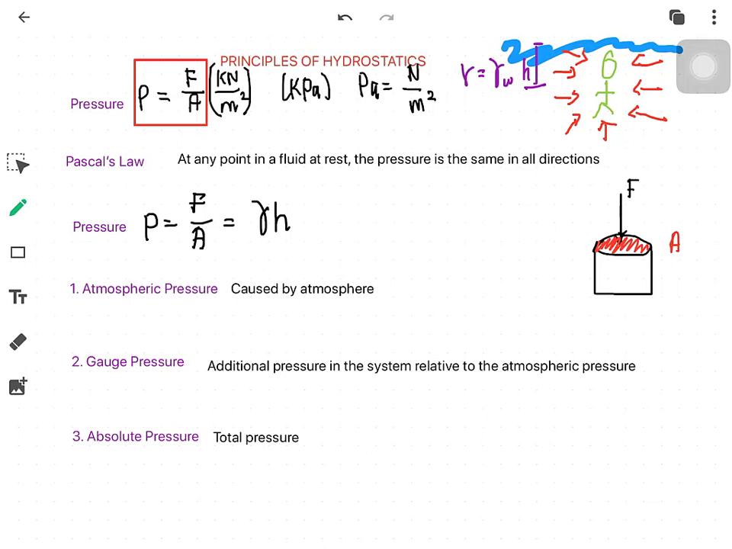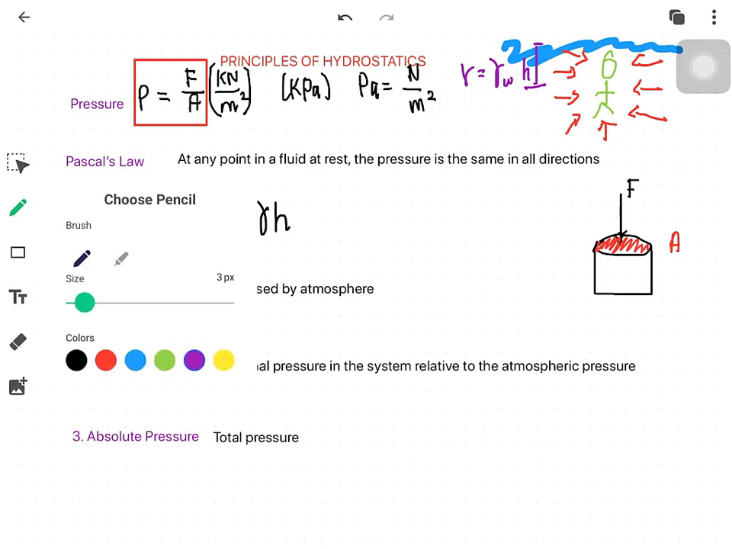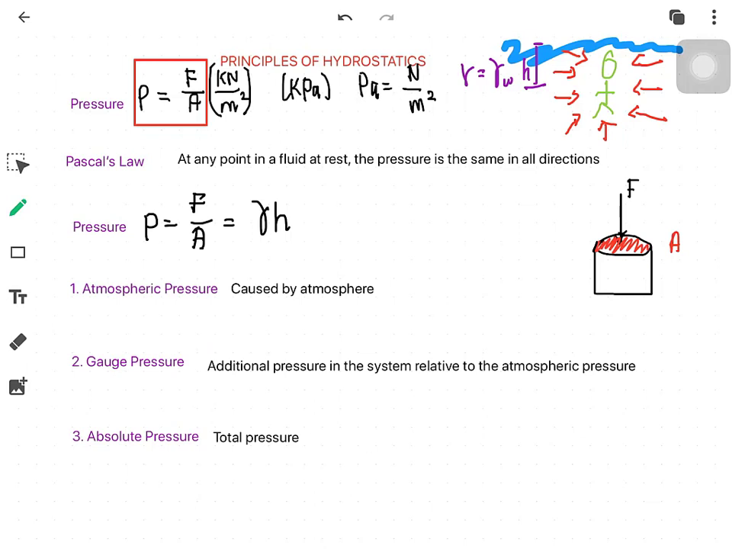There are three kinds of pressure. We have the atmospheric pressure, or P atmospheric. It is the pressure caused by the atmosphere. Here we cannot differentiate the atmospheric pressure because it is almost the same on the ground surface, but when you travel to another planet, or perhaps the moon, you will see that the pressure is different.